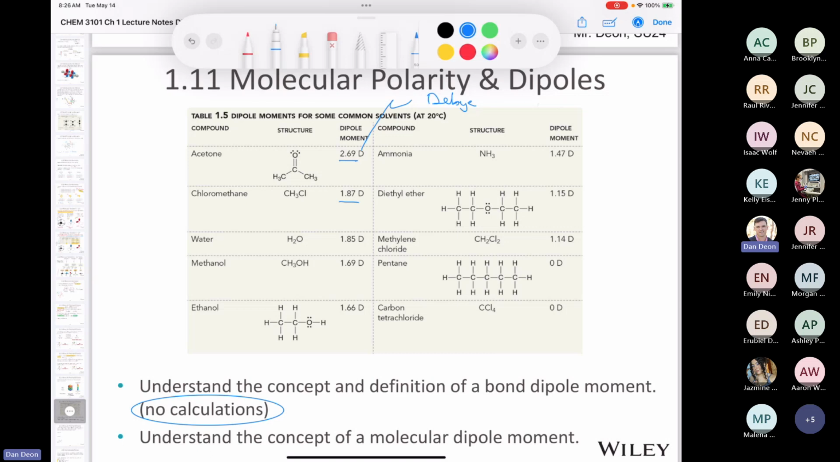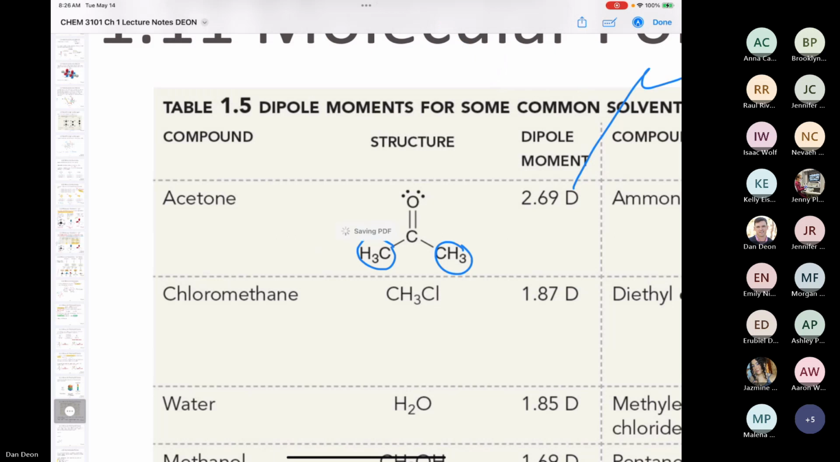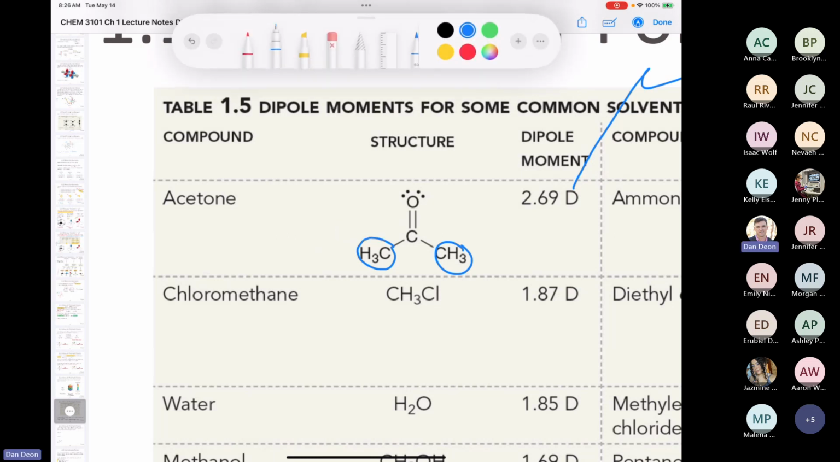Now you don't have to memorize any of these values, but you would have to be able to assess that acetone is a polar molecule. Again, there are no polar bonds between carbon and hydrogen. There's no polar bond between carbon and carbon, and so the only dipole in this molecule is the one between the carbon and the oxygen. So there's clearly a dipole moment here, and so acetone is a polar molecule.